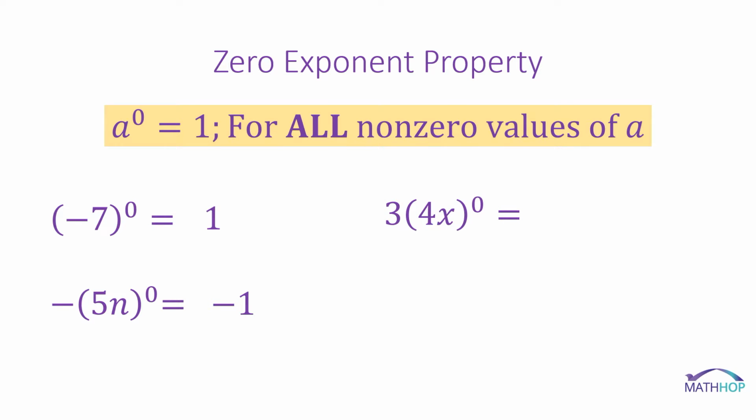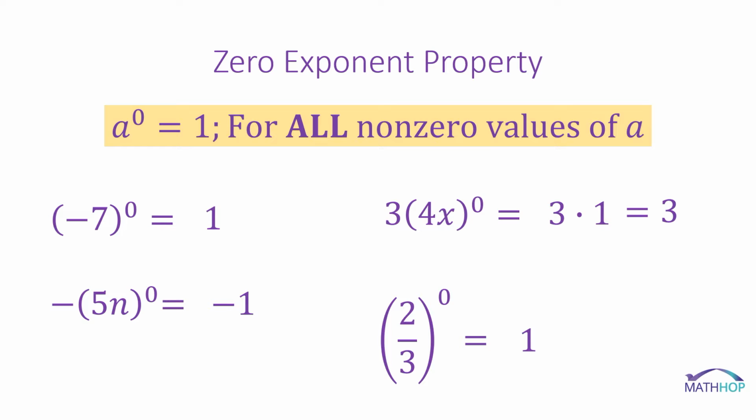3 times the quantity 4x to the 0 power. Same principle here. Only 4x is being raised to the 0 power. Then, once you get that result, you multiply by 3. So 3 times 1 equals 3. And let's just answer the question you have now. Does this apply to fractions? Well, of course it does. 2/3 to the 0 power is 1.